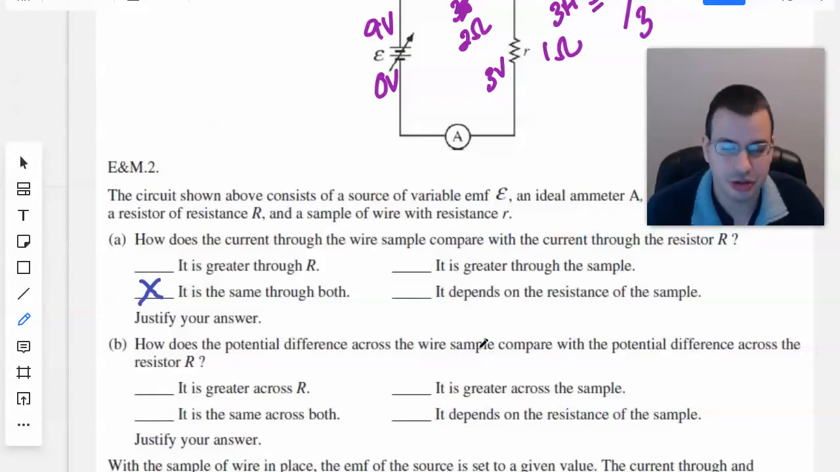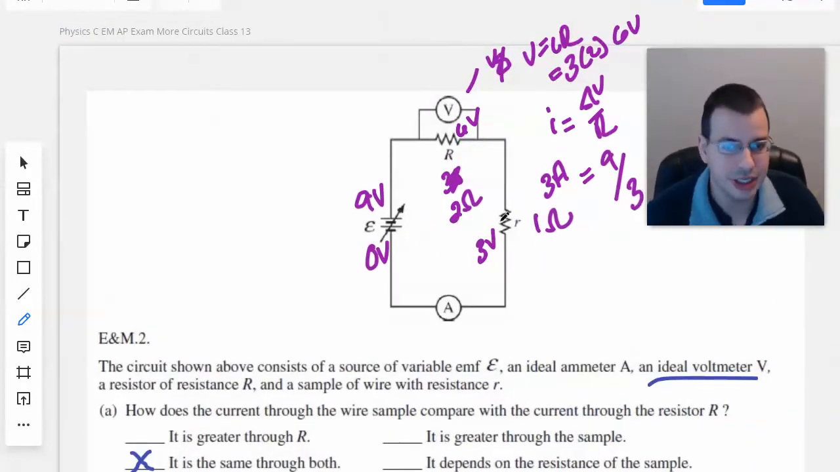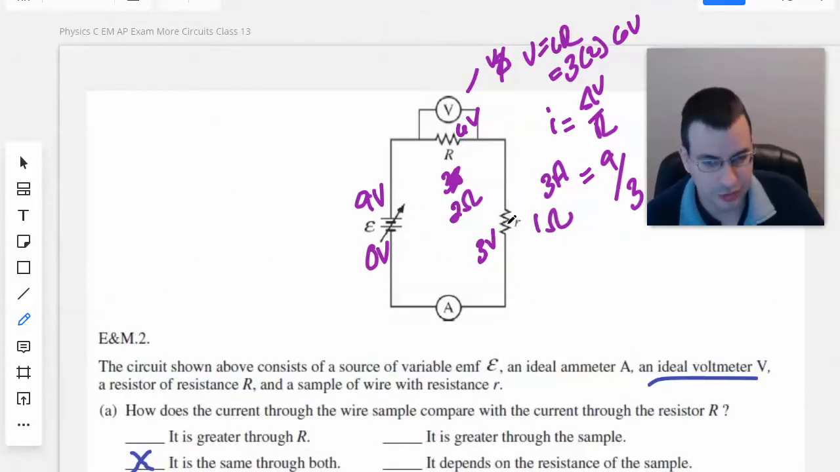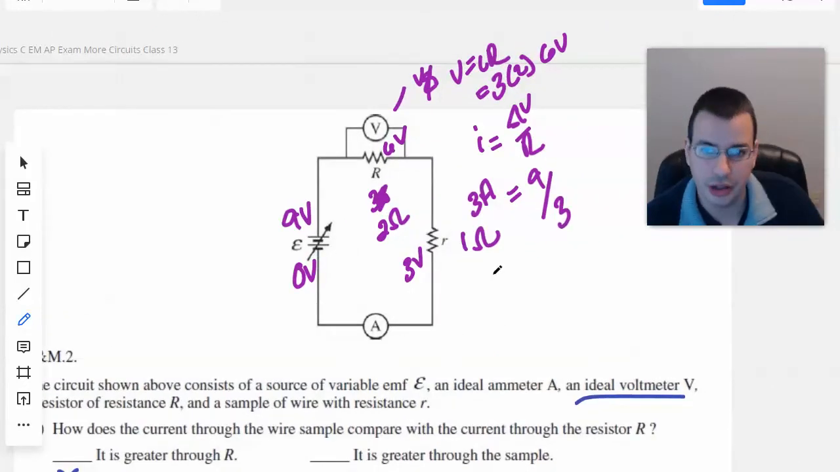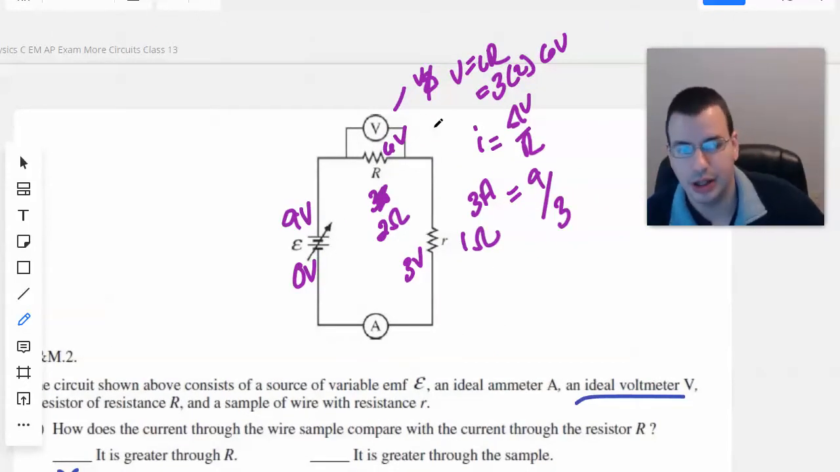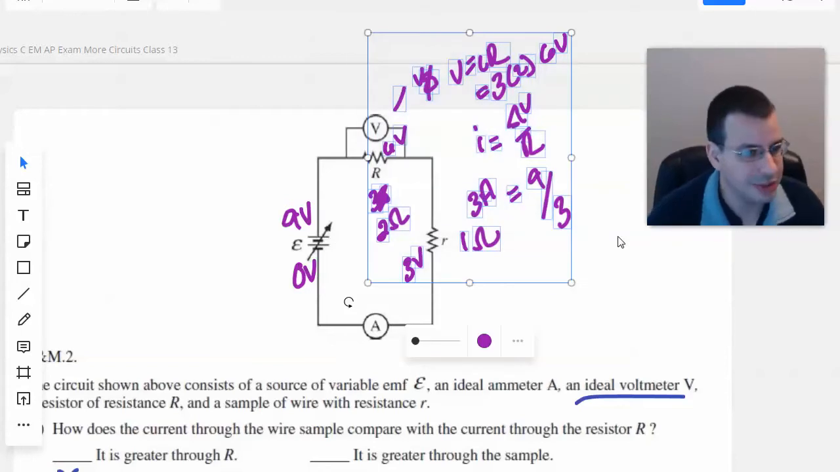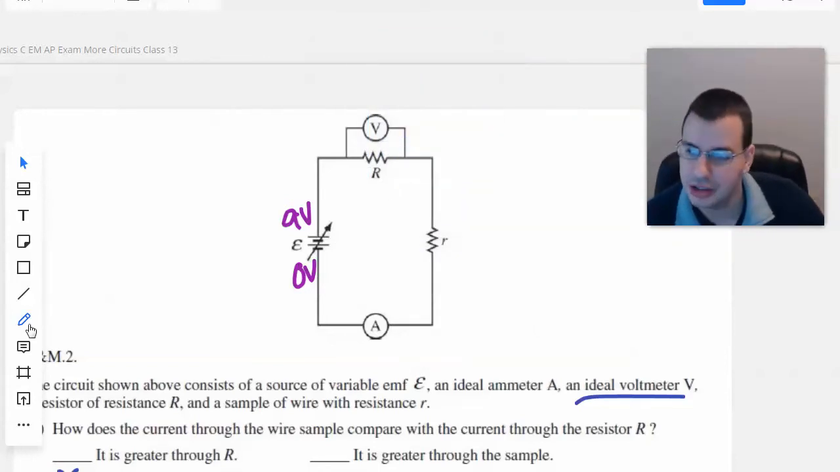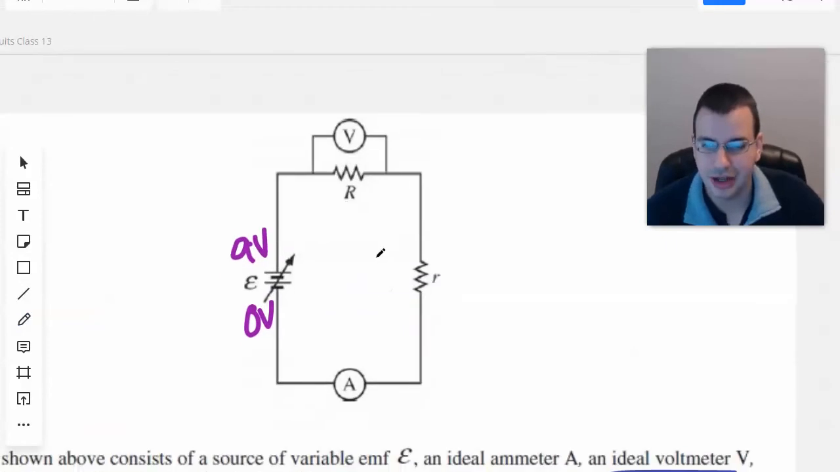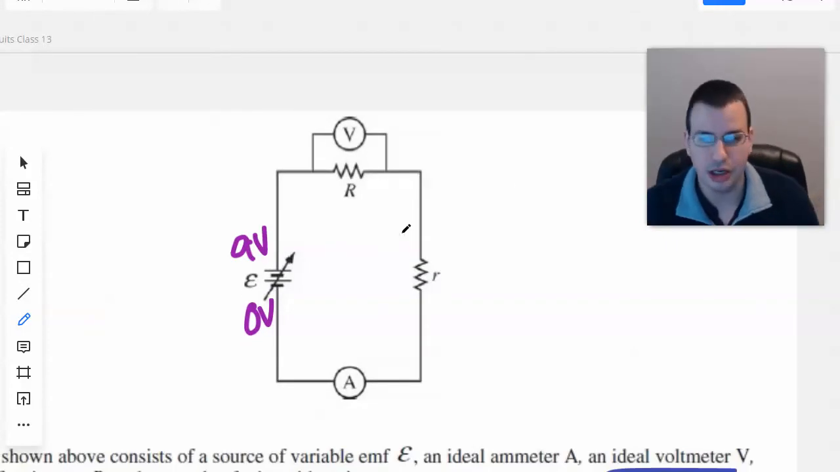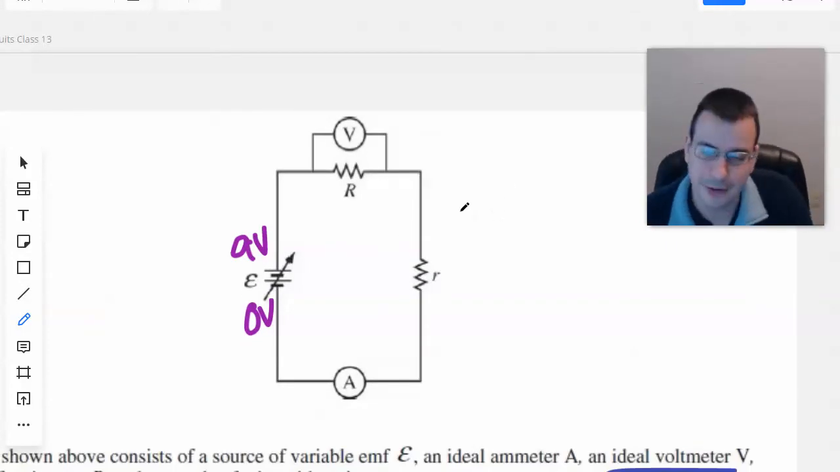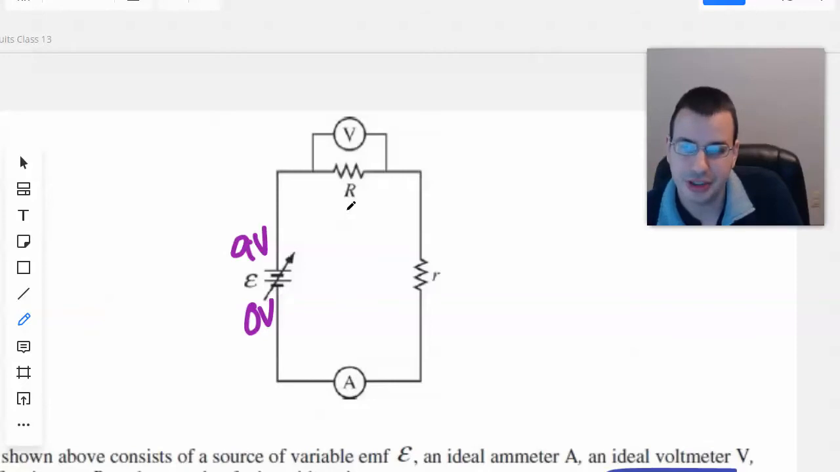How does the potential difference across the wire sample compare with the potential difference across the resistor? Okay, so in this case we had a 3 volt and a 6 volt drop. Now let's change some of our assumptions. Since they were all made up to start with, it's pretty easy to change. The nice thing about living in a complete fantasy world is you don't have to worry as much about logical consistency. So now let's say that we have them the same.